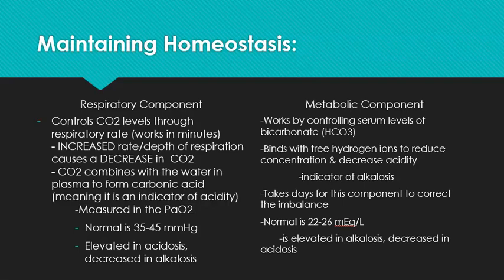And when we measure these, we actually flip this component. So a level of 45 or above is going to indicate acidosis, and a level of 35 and below will indicate an alkalotic state. For your metabolic component, this works by controlling the serum levels of bicarbonate, or your HCO3 value.